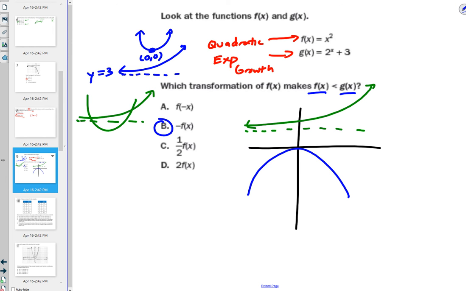A, we really haven't talked about. That's a horizontal reflection. If you get a U and you flip it horizontally, it still looks like a U. It looks exactly the same. C would be a shrink, but the vertex wouldn't change. Part of the parabola would still be below, but it would still have parts that are above it. And then 2 is a stretch, which again is not going to help you. If you want all the y's to be below the exponential, you've got to flip it.